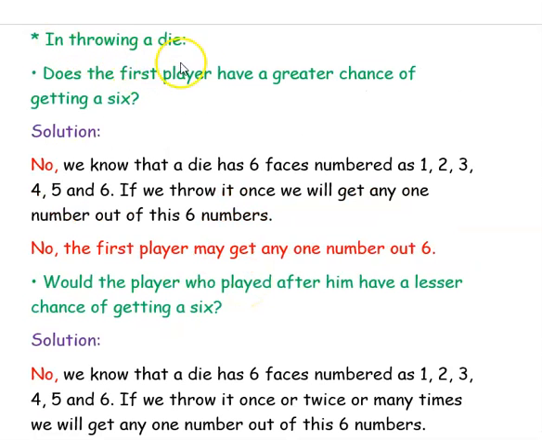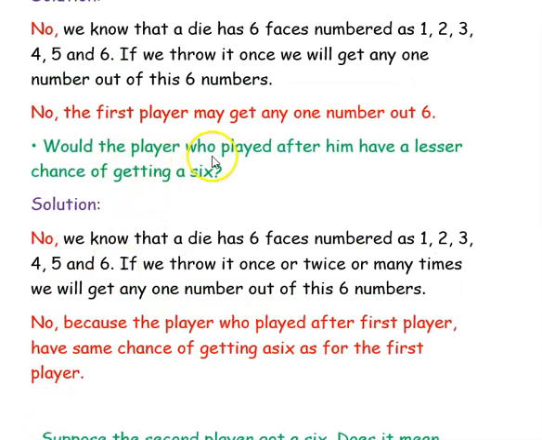Next question is, in throwing a die, does the first player have a greater chance of getting a 6? So solution, no. We know that when a die is thrown, it has 6 faces numbered 1, 2, 3, 4, 5 and 6. So if you throw it once, we will get any one number out of these 6 numbers. So the first player may not get exactly 6, or have a greater chance of getting 6. He may get any one number out of 6. You cannot predict a greater chance of getting 6.